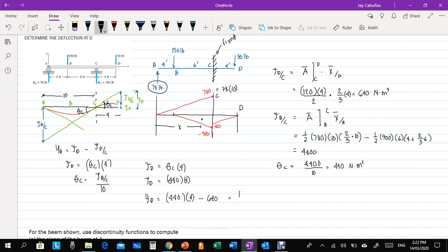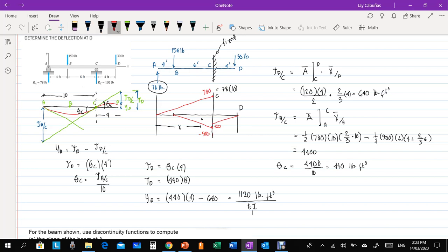It's equal to 1,120. Sorry, I made a mistake. It should be in pounds also, no? Sorry. It should be pound per cubic foot. It should be pound per cubic foot. It should be pound per cubic foot. Right? Over EI.